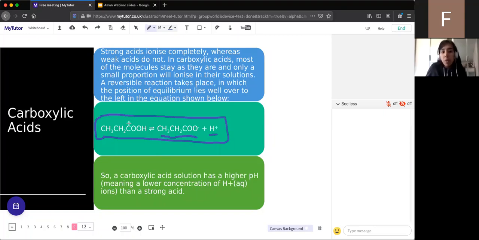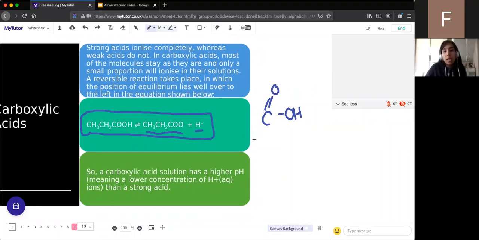So remember that carboxylic acids have this group here. So what happens is that when we form a carboxylic acid, they will tend to break up to have your COO group, which has a negative charge, and an H+ ion. And remember that acids have this H+ ion.